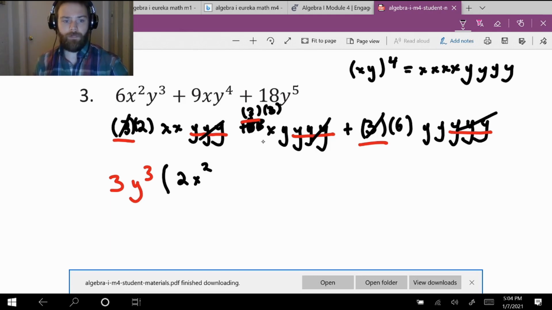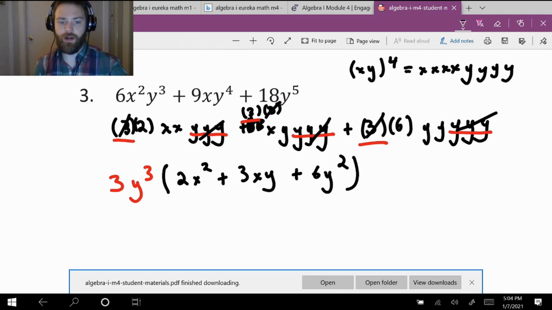So, yeah, 2x squared, and then one of these 3's is canceled, so I've got plus 3xy, that's not division, plus 3xy, plus 6y squared. And that's it. That's all we have to do for this expression. It's fully factored. There's nothing else that can be factored out of this, and we're done.